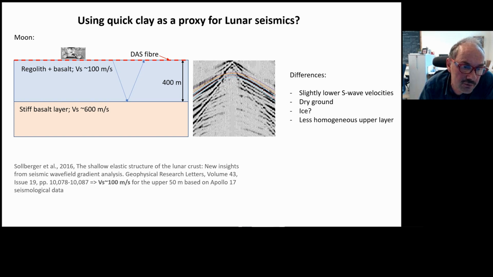But of course, there are a lot of differences also that we have to be aware of. Dry ground, for instance, presence of ice. The clay is kind of homogeneous, so there is no ice in the clay, and there are a lot of different things.